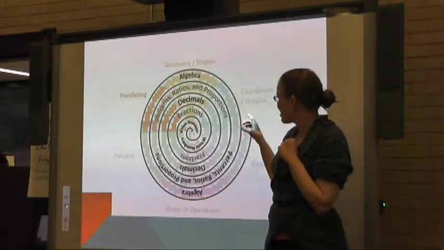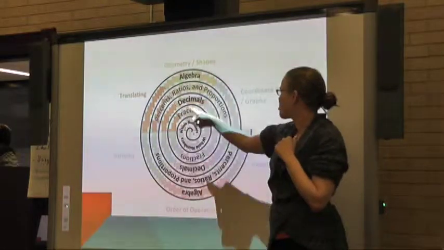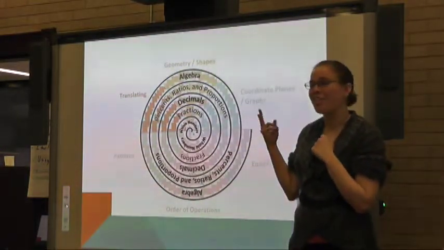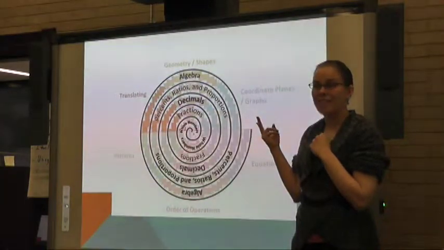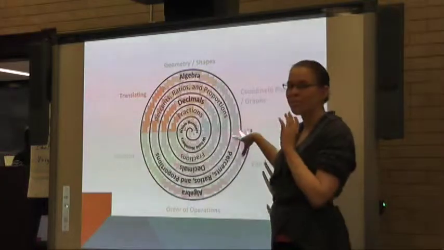So that ideally, by the time you make it through the spiral and you've hit algebra, it's not scary, and the students already have a lot of the skills that they need to be successful in algebra. Does anyone have questions about this graphic?